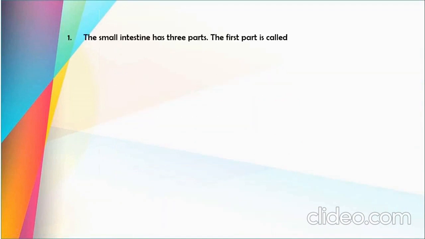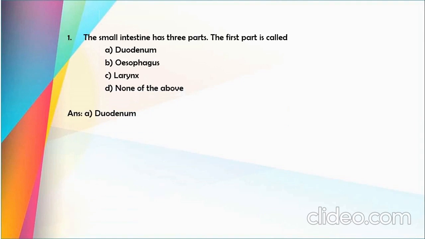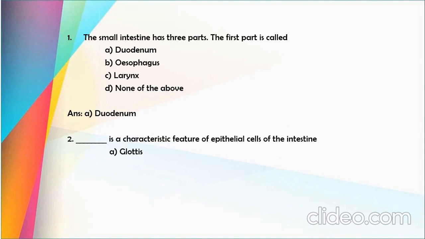First question: the small intestine has 3 parts. The first part is called as: option A is duodenum, option B is esophagus, option C is larynx and option D is none of the above. And the answer is A, which is the duodenum. Question number 2: dash is a characteristic feature of epithelial cells of the intestine. Option A is glottis, B is pilus, C is bowels and D is microvilli. And the answer is D, which is microvilli.